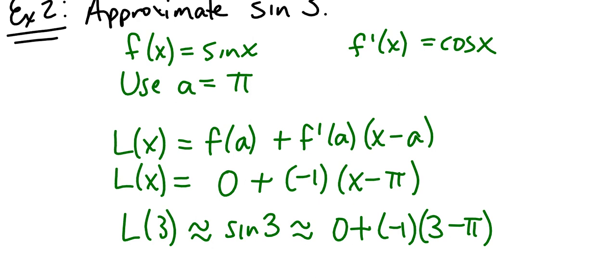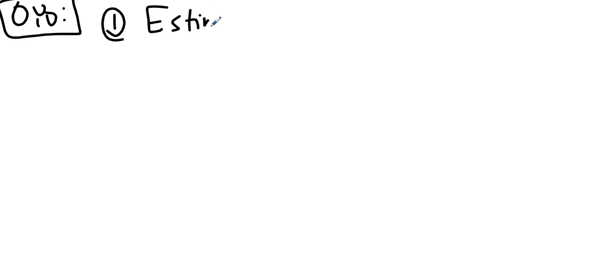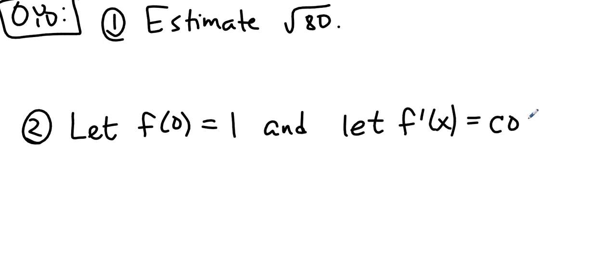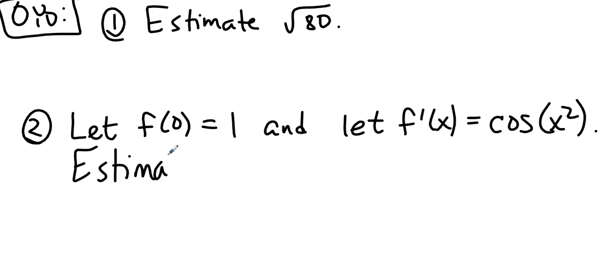I'm going to give you a couple of OYOs, things to think about before we gather. One, I want you to estimate the square root of 80 using a tangent line approximation. And then two, because this is the kind of thing I might do to you on an exam, I'll let f of 0 equal 1 and let f prime of x be the cosine of x squared. Estimate f of 0.1.